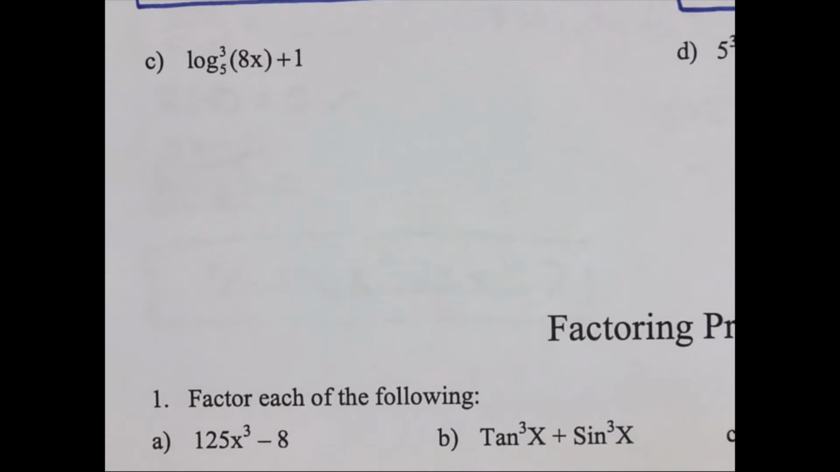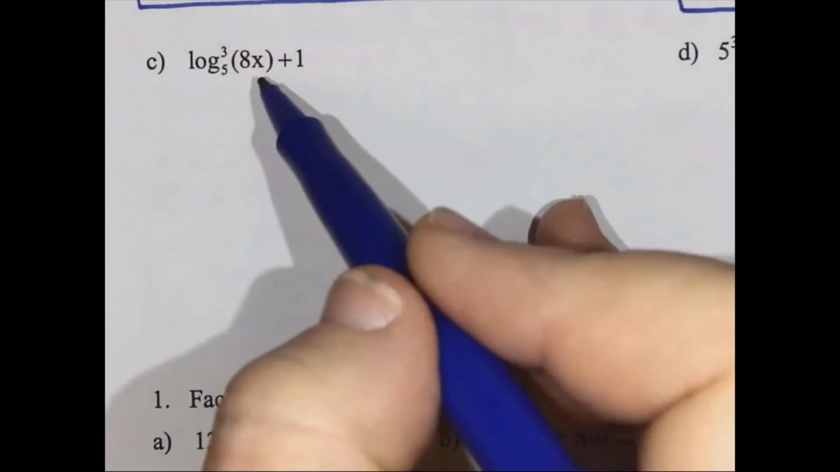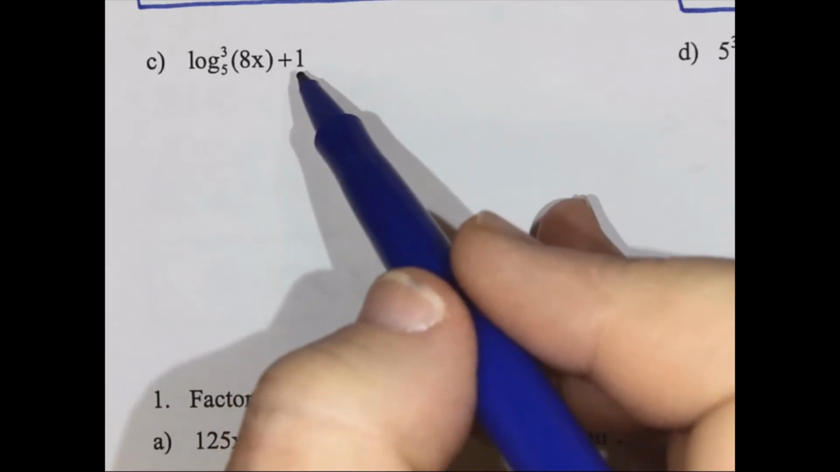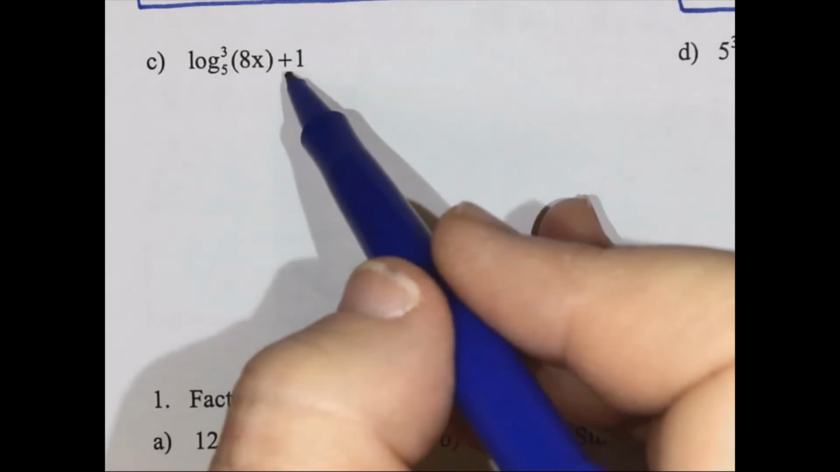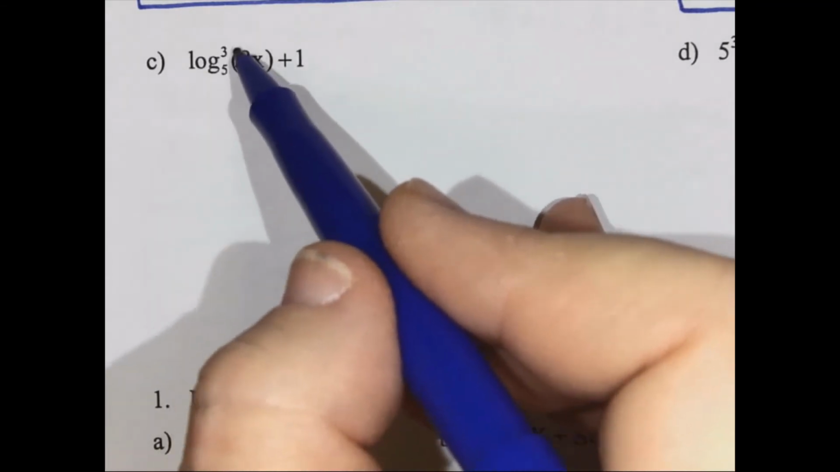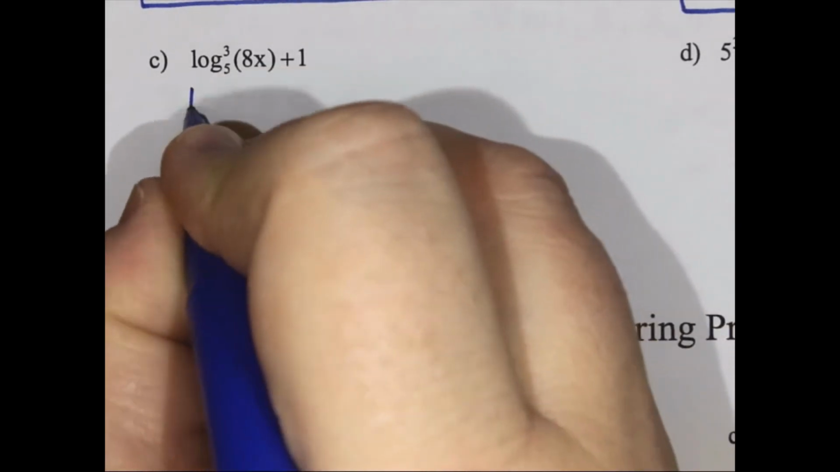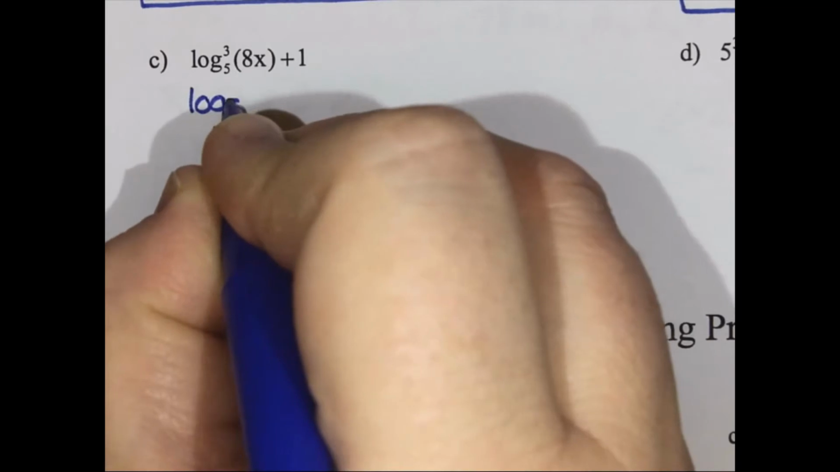So I have log base 5 of 8x, and then the whole thing is cubed, plus 1. So I have two terms there being added. This has a power of 3, and then 1. 1 is a perfect square, a perfect cube, a perfect power of 4, right? 1 times 1 times 1, it doesn't matter how many times you multiply it by itself, it's all 1. So I could say that this is log base 5.